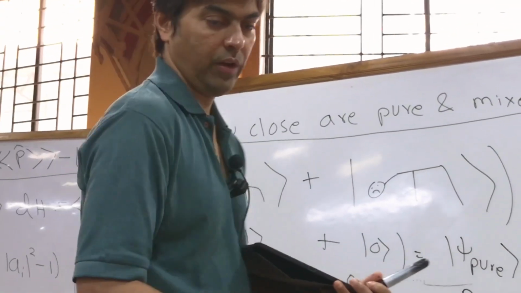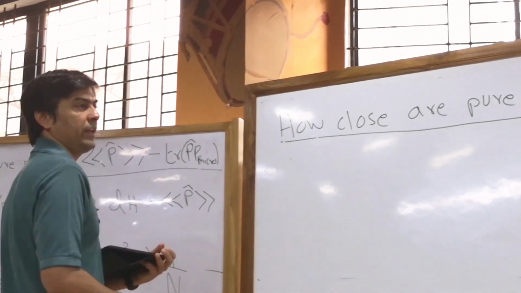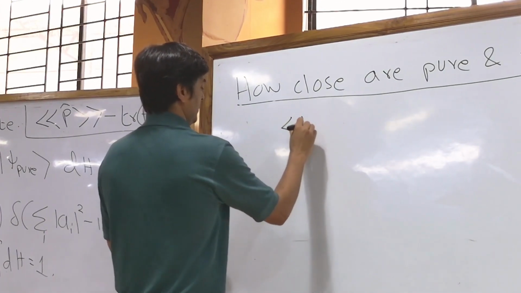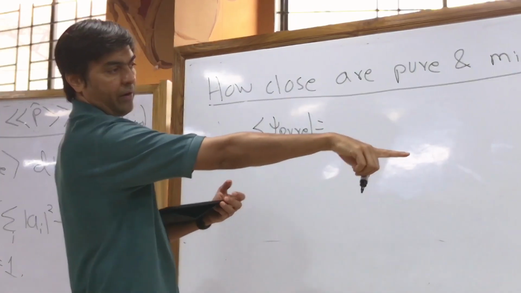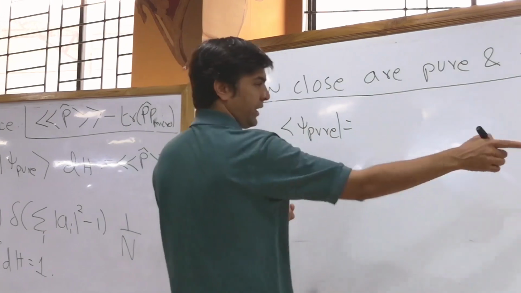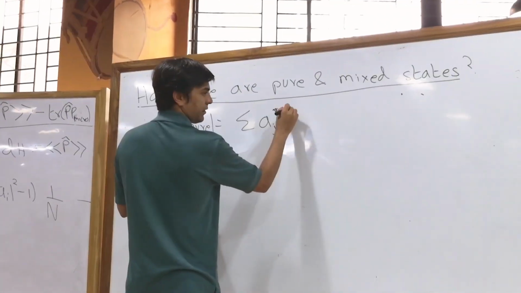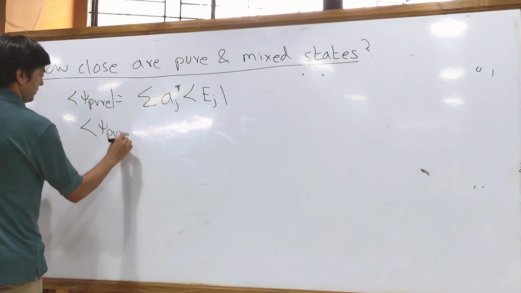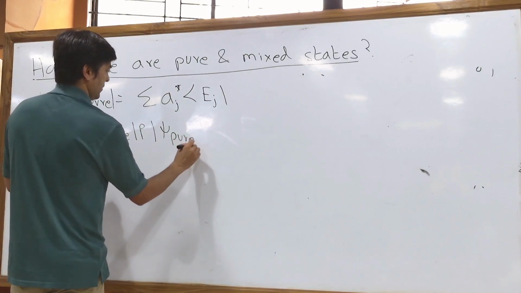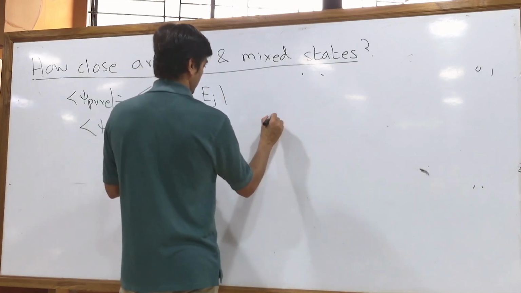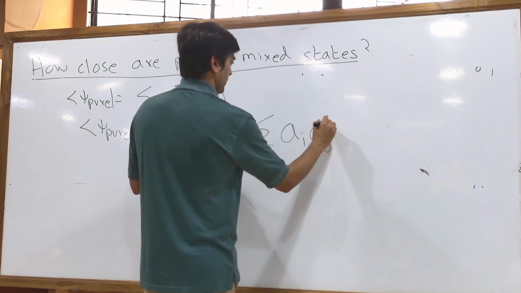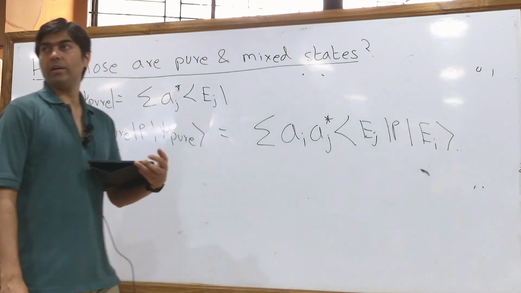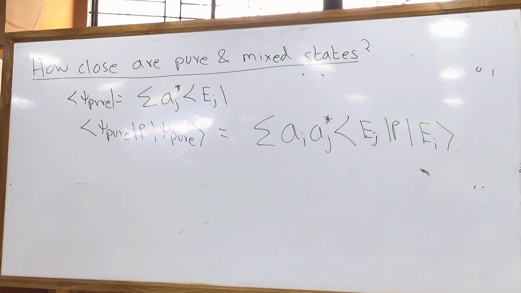So let's try and compute what this expectation value is. So what is the expectation value of P in one of these states, right? I wrote there the ket for rho pure, I can also write the bra. And the bra is just given by this, right? So if I look at this expectation value, you can see that this is given by this. Is this right? Is everyone happy with this?